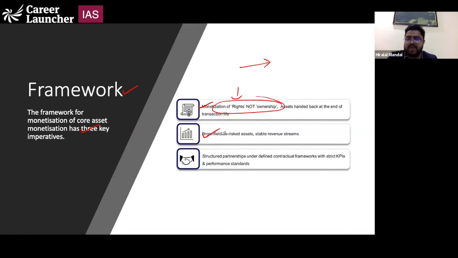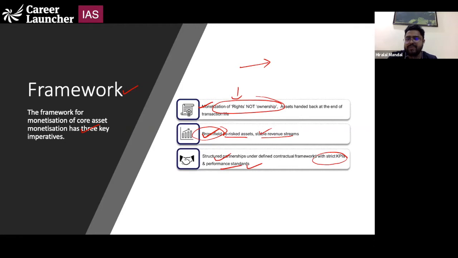Second, there are brownfield de-risked assets, all those assets which are not risky and are in the brownfield, which will give stable revenue to the Government of India that it is trying to monetize. And third, there will be a structured partnership with the various participants. There will be strict key performance indicators and performance standards in order to measure the performance of the various parties.